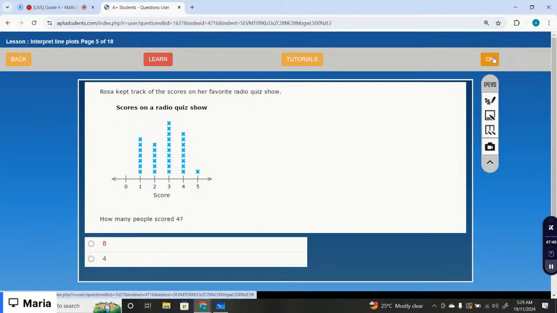How many people scored 4? Which is the correct option? The correct option is 8. Option number 1 is the correct option.